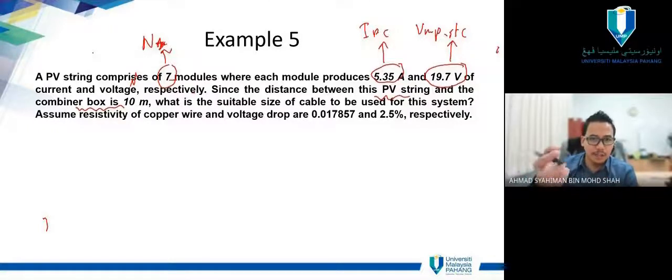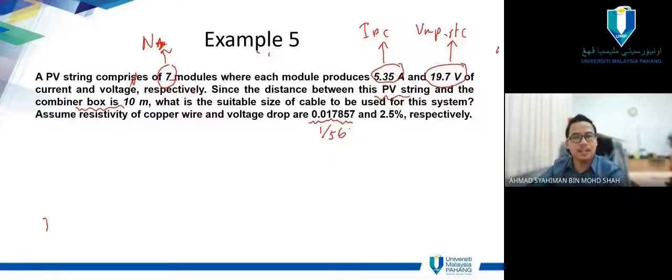Assume resistivity of copper wire and voltage drop. 0.017857, this is the resistivity for copper, 1/56 earlier. It is written in there. And then voltage drop here is 2.5% respectively. Okay. So the question is asking, this is very simple. Suitable size of cable to be used. So how do we do this?